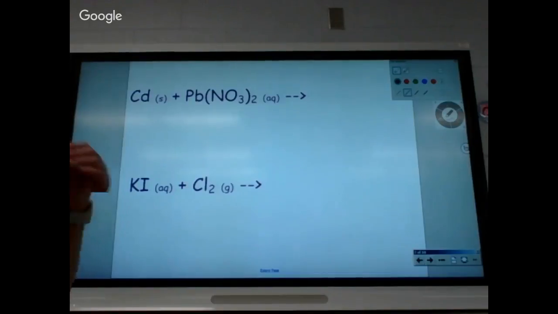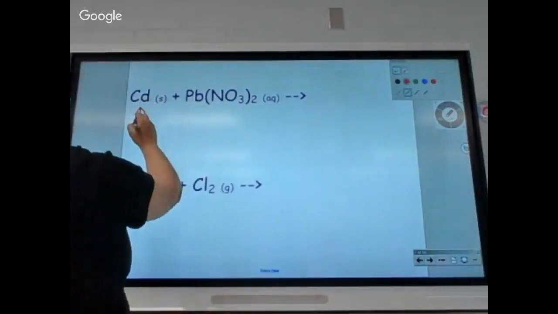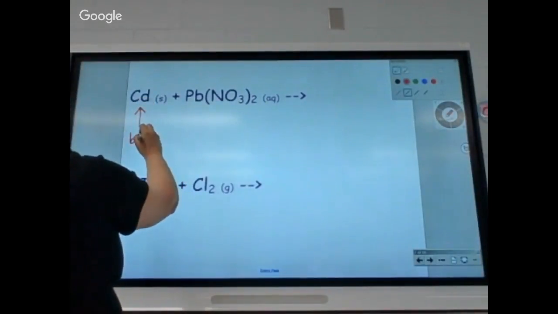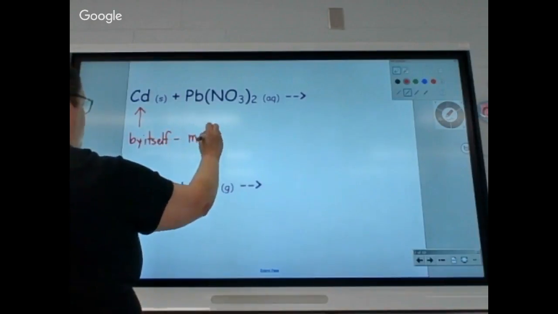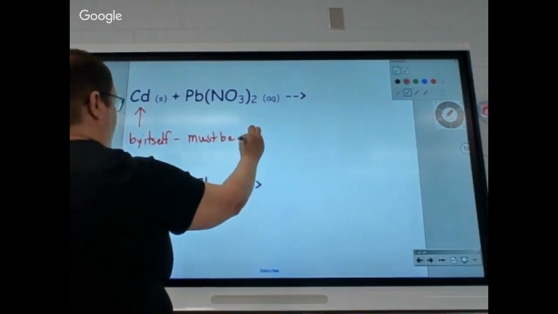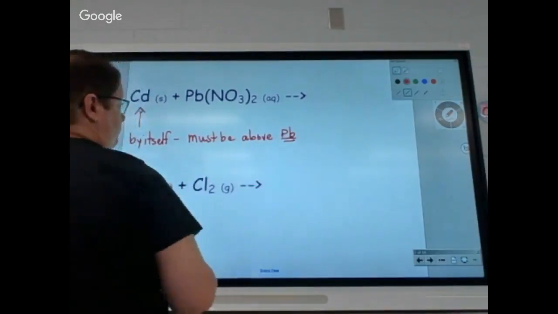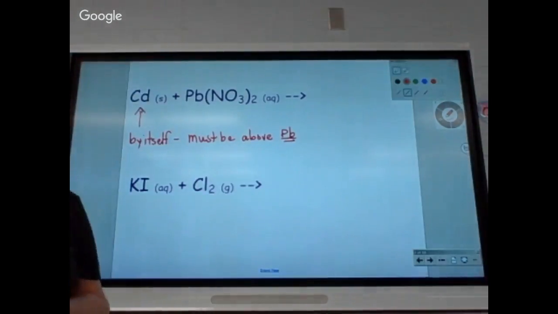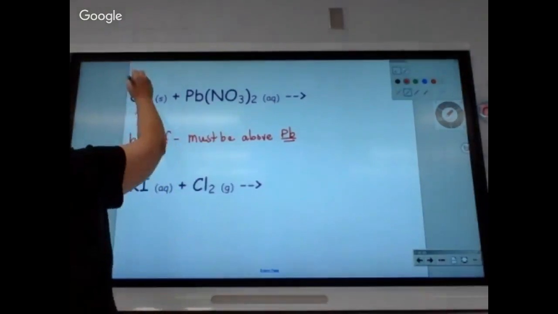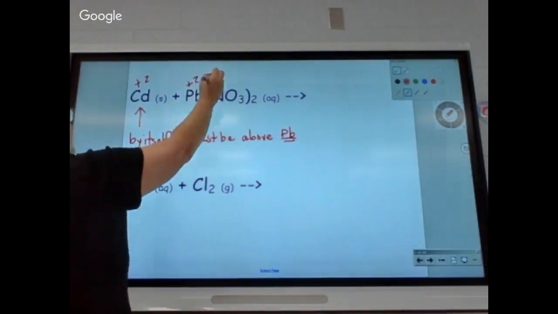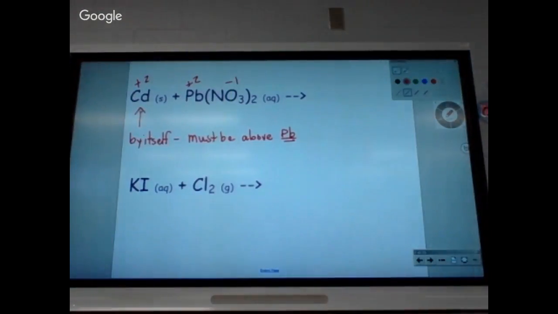Okay. Who's by itself in this first one? This one is by itself. Okay? So it must be above the PB. Now, how did I know it has to be above PB? Mainly because we did it Friday. If you read the rule we wrote down, it has to be above the one it's displacing.